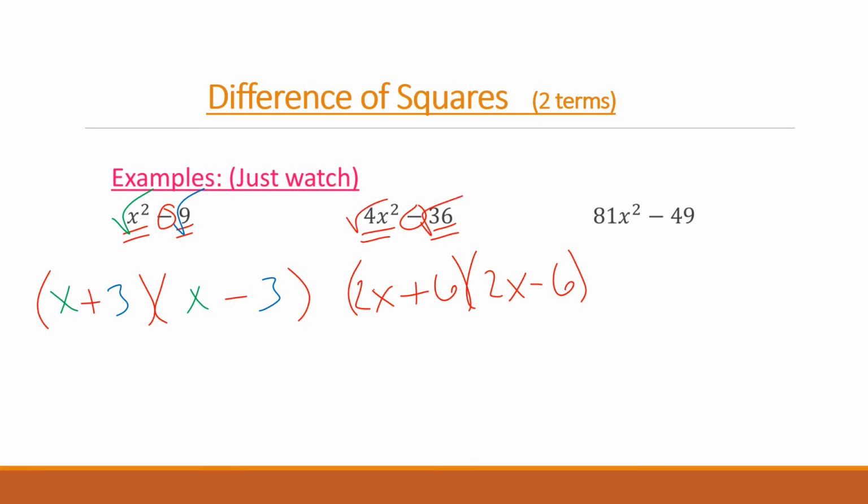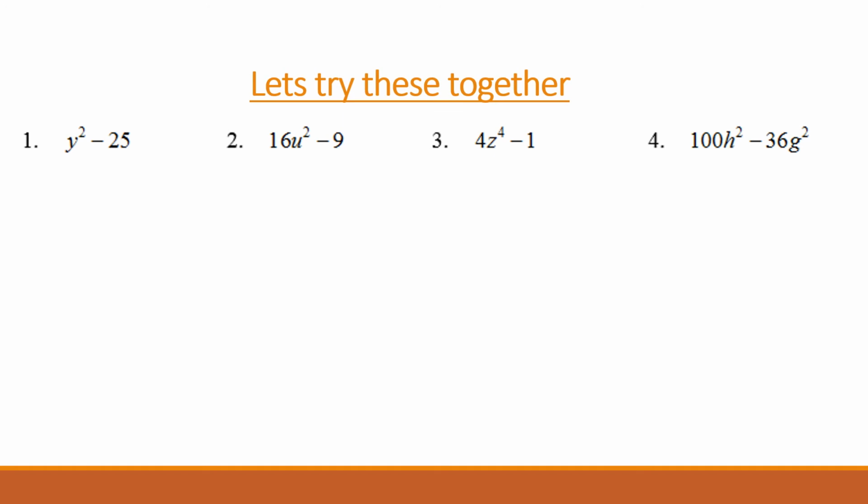Again, think of it as a square root. So last one, the square root of those two things: 9x plus 7, 9x minus 7. Okay, here's a few more. This time, do pause the video and see if you got the idea down. Try it out and then unpause and check your work.